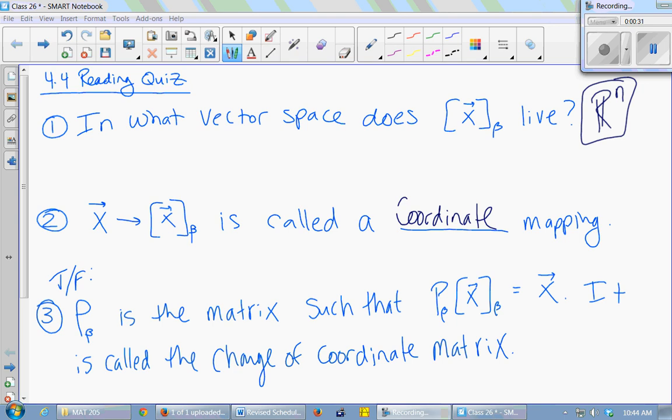True or false: P sub beta is the matrix such that P sub beta times the coordinates of x gives you x, and it's called the change of coordinate matrix. True.